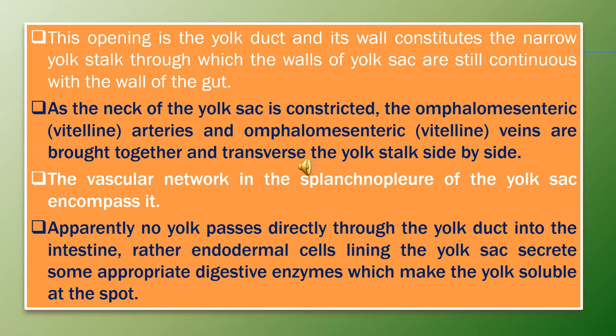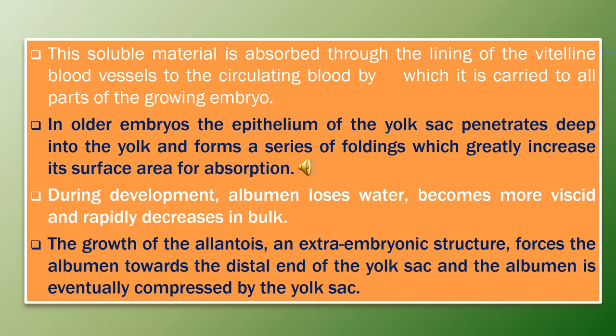As the neck of the yolk sac is constricted, the omphalomesenteric or vitelline arteries and the omphalomesenteric or vitelline veins are brought together and traverse the yolk stalk side by side. The vascular network in the splanchnopleure of the yolk sac encompasses it. Apparently, no yolk passes directly through the yolk duct into the intestine. Rather, endodermal cells lining the yolk sac secrete appropriate digestive enzymes which make the yolk soluble at the spot. This soluble material is absorbed through the lining of the vitelline blood vessels into the circulating blood, by which it is carried to all parts of the growing embryo.